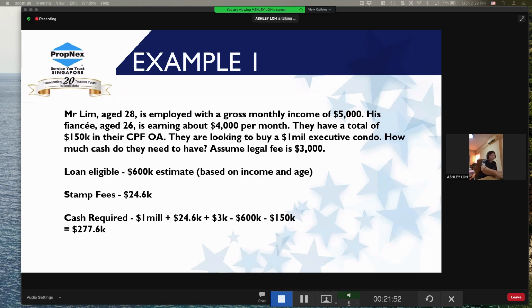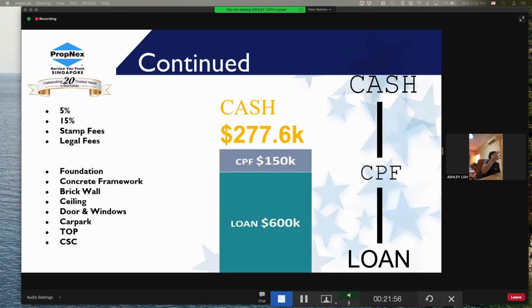Okay, moving on. This timeline over here, you can see, from the normal payment scheme of your 5% all the way until CSC, follow the order of disbursement: cash, CPF, loan. You have to clear the cash 277,000 first before CPF comes in, before loan comes in. So whatever the amount that you have, it will just be split according to the normal payment schedule when you purchase the EC.